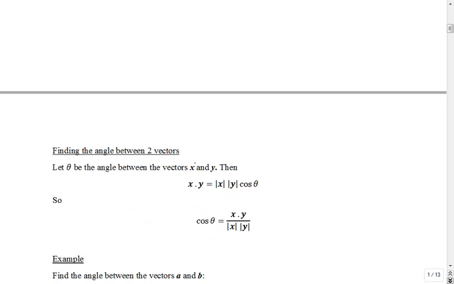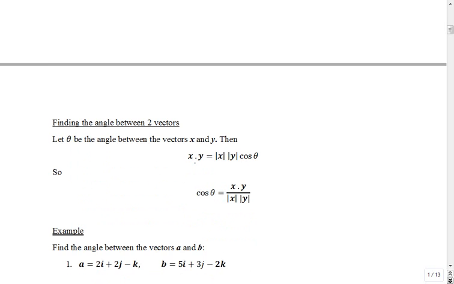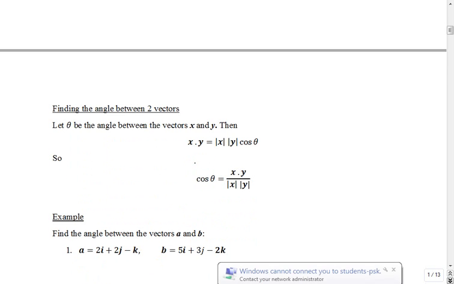Now, one of the uses of the dot product is to find the angle between two vectors. How do you do that? Suppose that theta is the angle between the vectors x and y. Then the dot product x dot y is equal to the length of x times the length of y cosine theta. Therefore the cosine of the angle is equal to the dot product over the product of the lengths of the vectors. A very important formula that you need to be able to use. Very important.